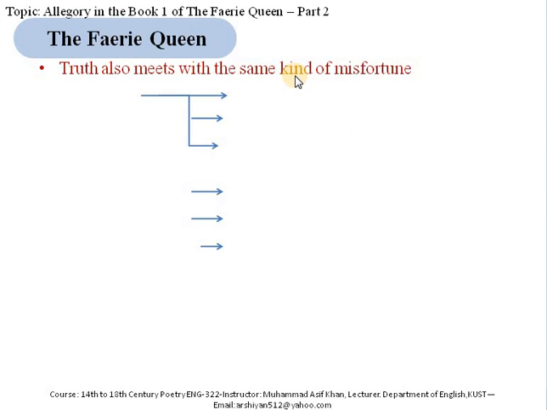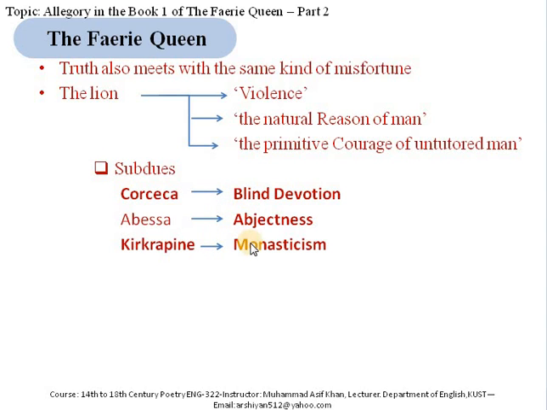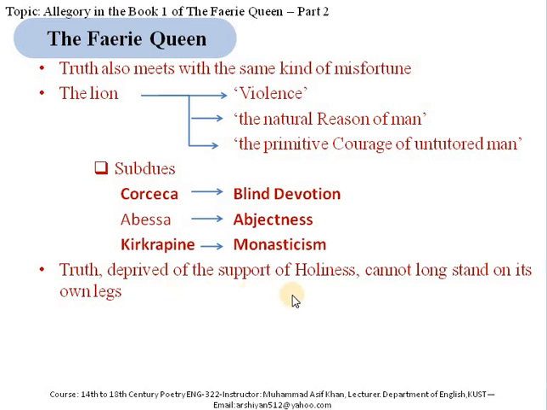Truth also meets the same kind of misfortunes, though initially it is supported by a lion, which represents the natural reason of man and the primitive courage of untutored man. That helps truth to subdue blind devotion, abjectness and monasticism, which are represented in the characters of Corceca, Abessa, and Kirkrapine. But deprived of the support of holiness, it can't stand long on its own legs, and truth is also deceived by hypocrisy.